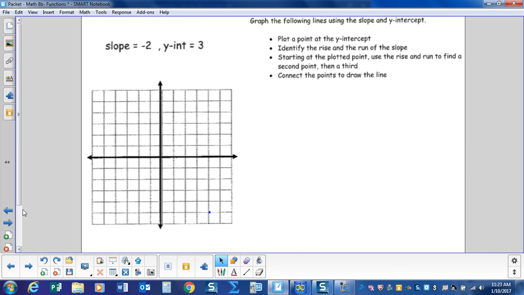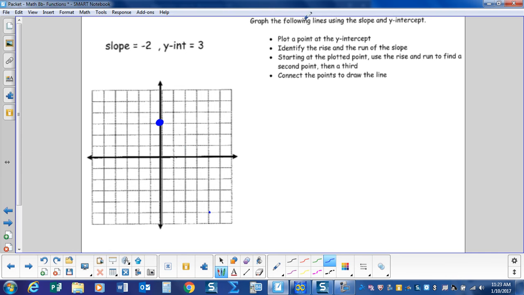So now we're going to graph given some information. We're going to be given the slope and the y-intercept, and we're going to graph. The way you graph is, once you've determined the slope and the y-intercept, you plot a point at the y-intercept. So the y-intercept is 3, so we're going to go to 3 and plot a point.